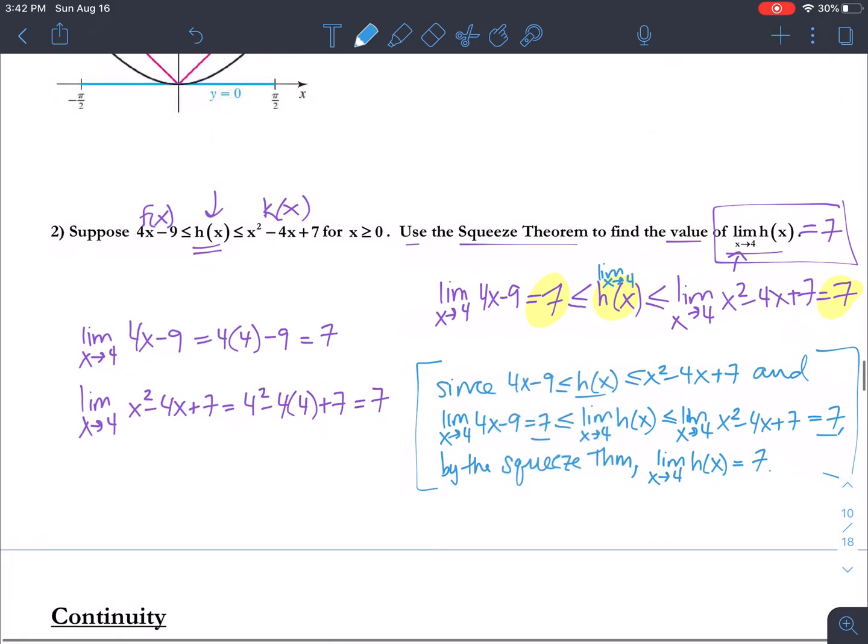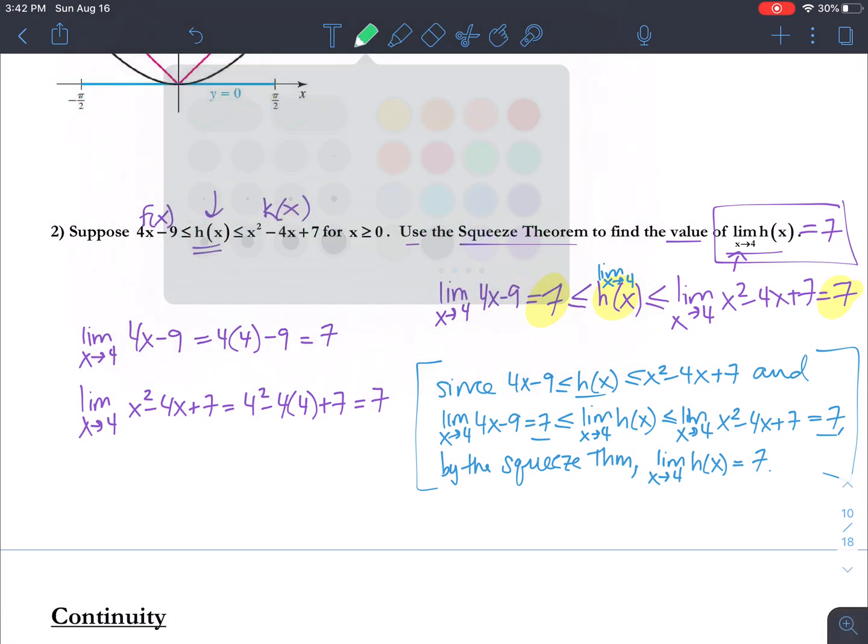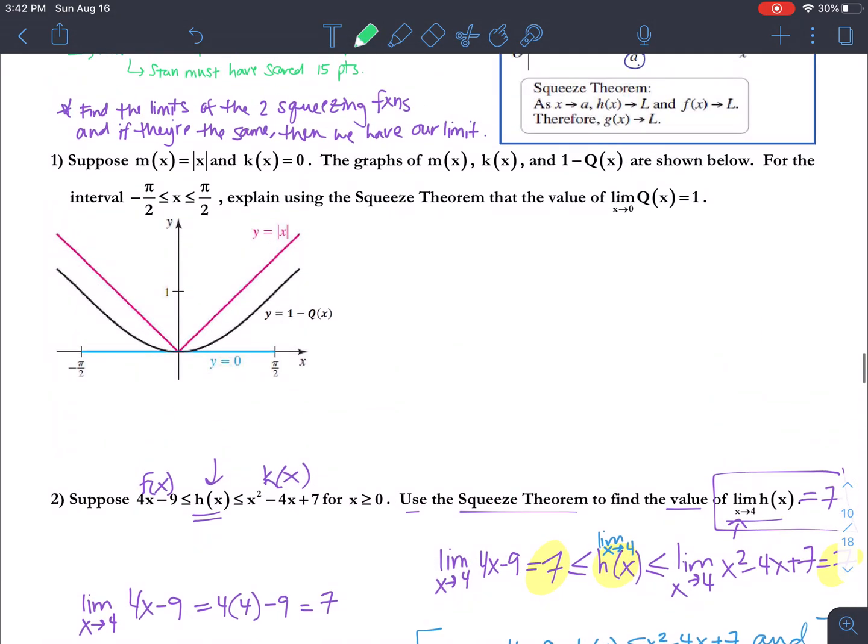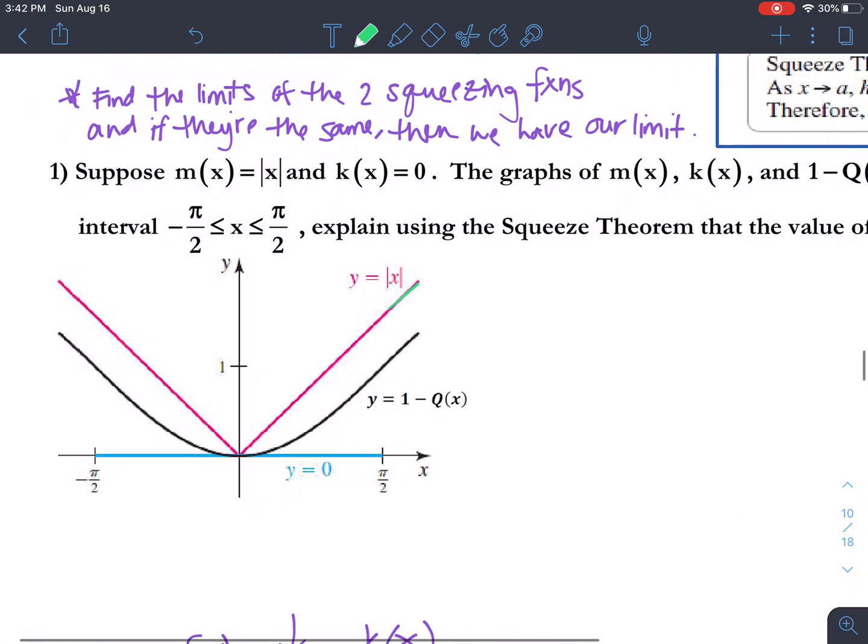Okay, so we're going to finish up with number 1 actually. So again, pause if you need to. We're going to go back up to here. Number 1 gives us m of x, which is the absolute value, so that's this guy. And then we've got k of x is 0. You'll notice this function is right here. K of x is 0. And you'll notice that this 1 minus q of x, we don't really know what q of x is, but 1 minus q of x is always in between. Do you guys see that? So it's always below m of x, and it's always above y equals 0.